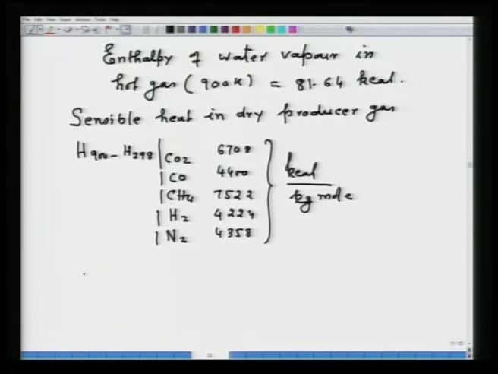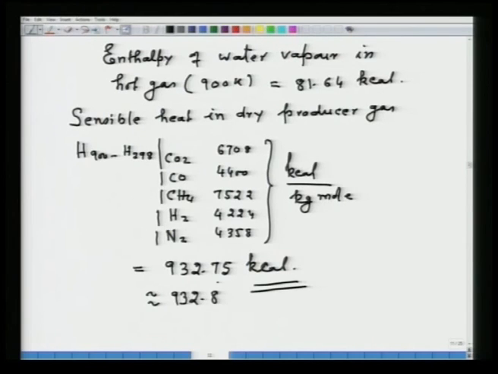If you do that, then the sensible heat in dry producer gas comes out to be equal to 932.75 kilocalorie. So, now we are in a position to make the heat balance. I am putting this approximately as 932.8. So, let us perform the heat balance now and try to calculate the various efficiencies.